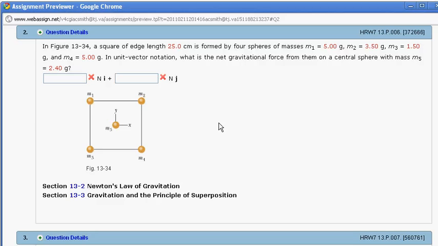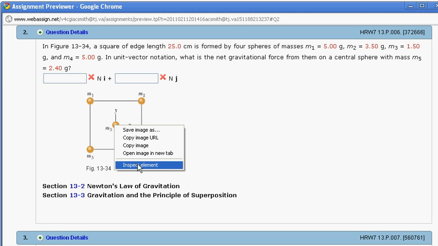Okay, moving right along, here's problem 2, where we have our little square of stuff, and we want to find the force on mass 5 in the middle. Okay, so let's see if I can do the copy and paste here. And yes, it works. Fantastic.